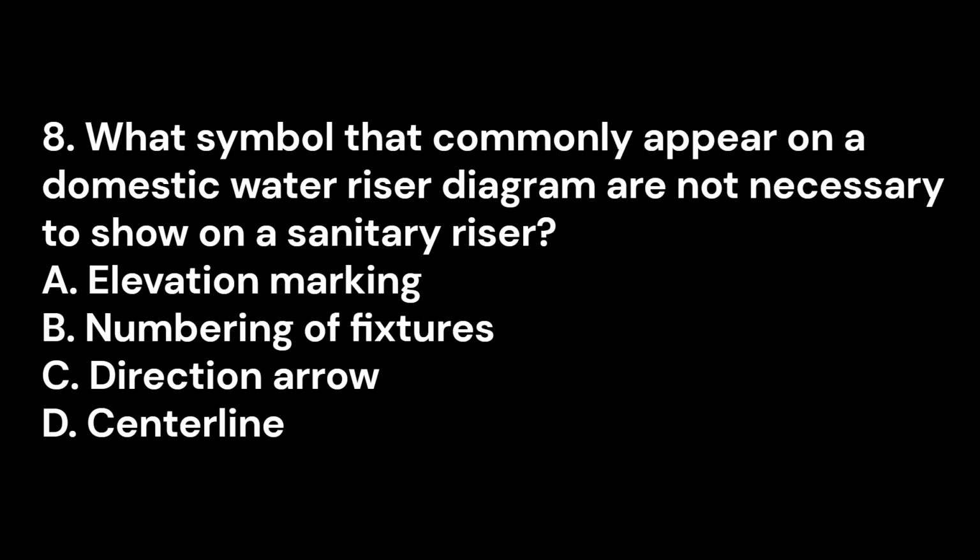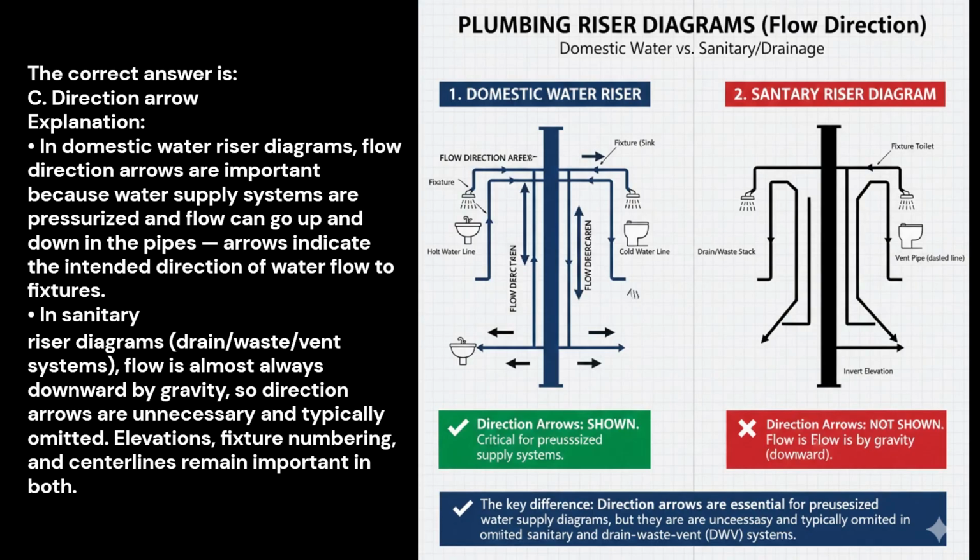Number 8. What symbol that commonly appear on a domestic water riser diagram are not necessary to show on a sanitary riser? A. Elevation marking. B. Numbering of fixtures. C. Direction arrow. D. Center line. The correct answer is C.